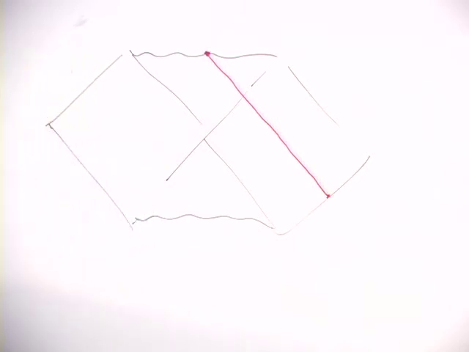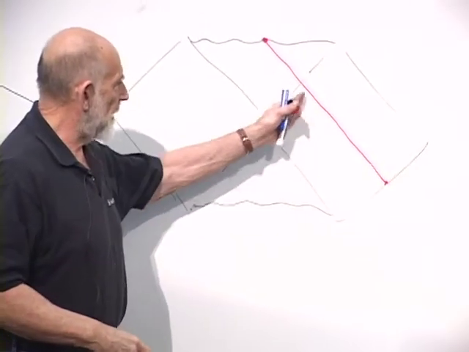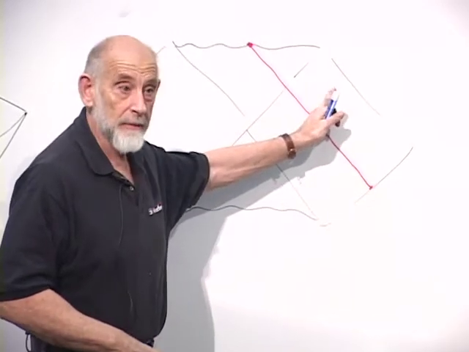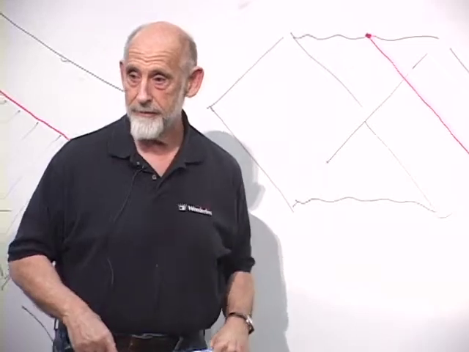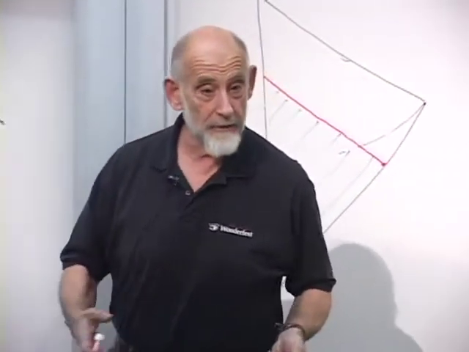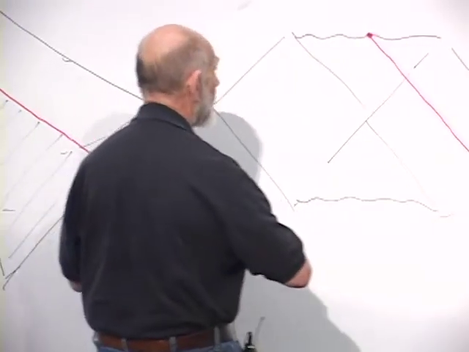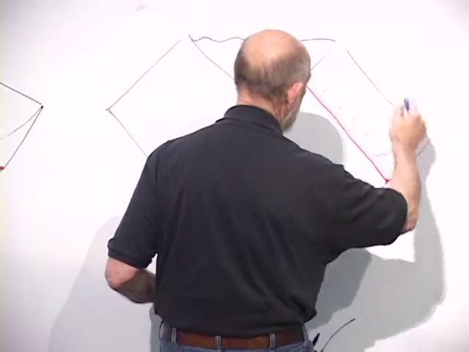Where now is inside the shell and where is outside the shell? Inside the shell is to the lower left. Outside the shell is to the upper right. So where did I get the metric right on this diagram? Outside. Right? Out here. That's what it should look like outside the shell.